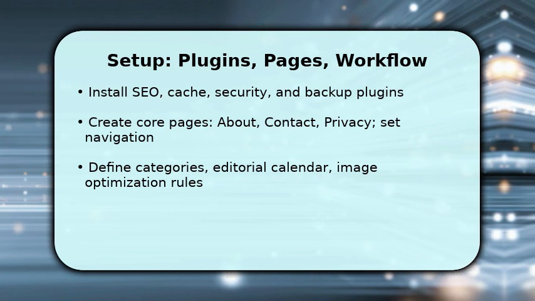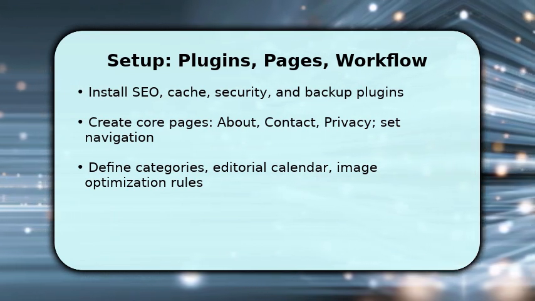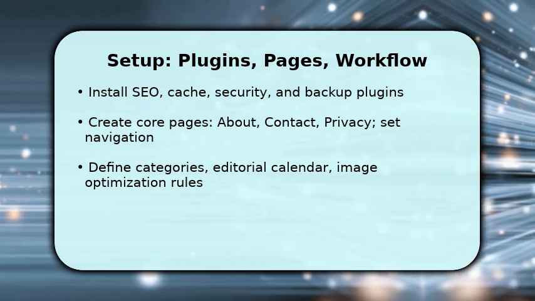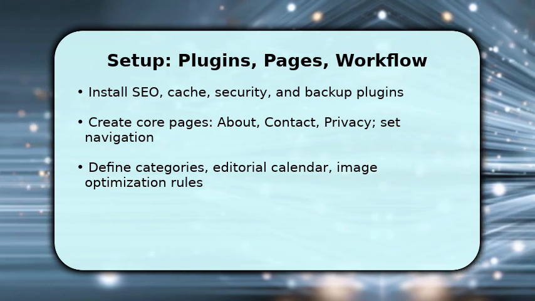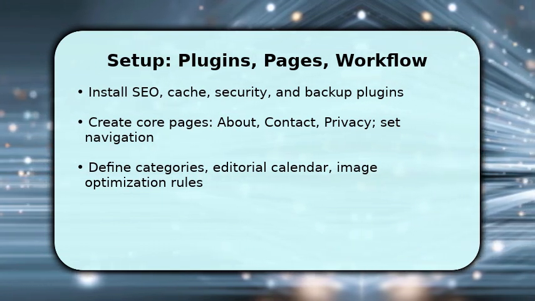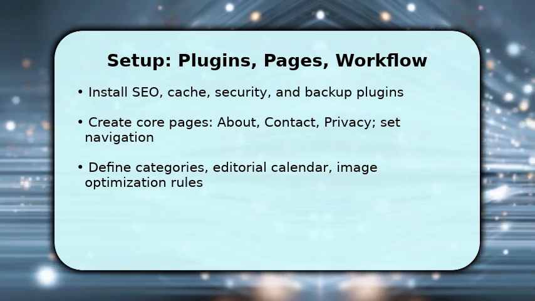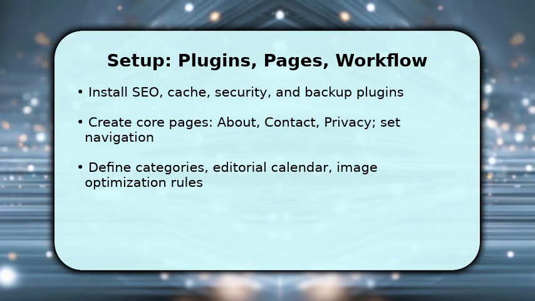Then create core pages: about, contact, privacy, and set up your primary navigation so visitors find content instantly. Set categories and tags that match your niche and build a simple editorial calendar to ship content consistently. Make sure images are optimized and use descriptive file names. If a plugin conflicts, deactivate the last installed plugin and test again to isolate the issue.